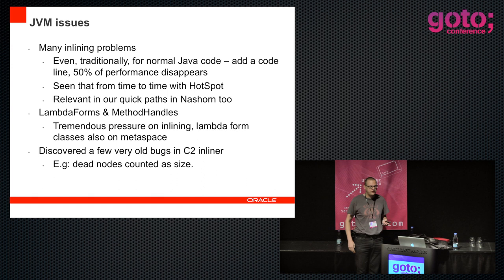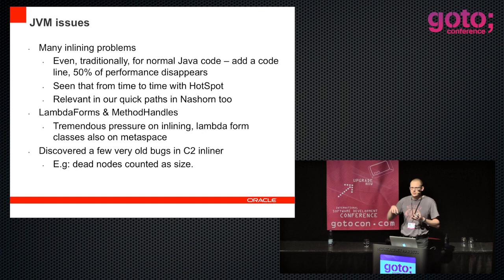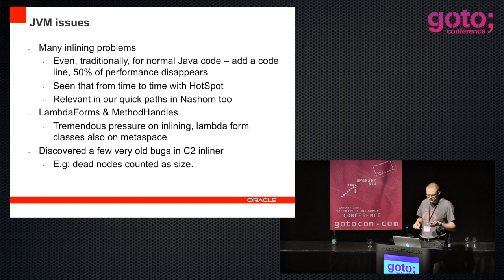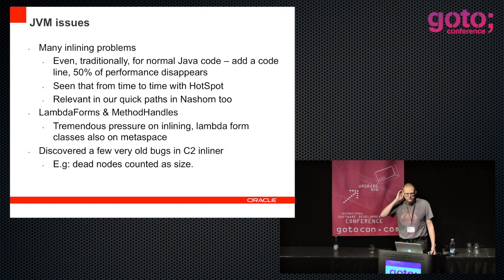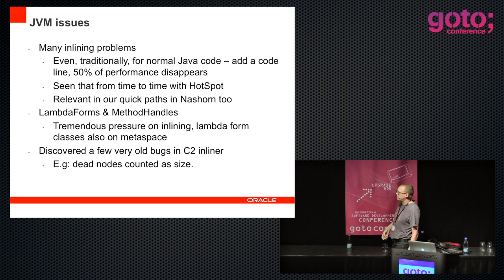JRockit never did it that way. We had incremental inlining. So basically, as long as we have time left and can shrink the code mass and bring more code in, we will, which is something that Hotspot had to implement with these Lambda form stack traces being the driving case. So Lambda forms and method handles put tremendous pressure on the inlining, and also on the metaspace. The metadata in the machine used to be in the permgen, but it's the metaspace, I'm getting there.